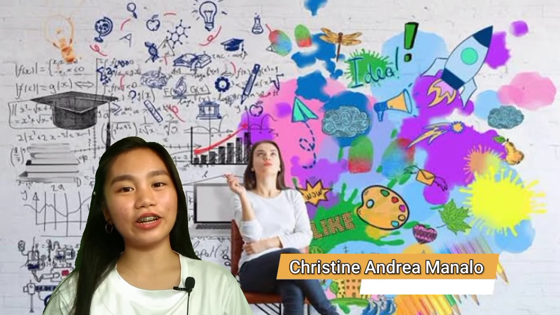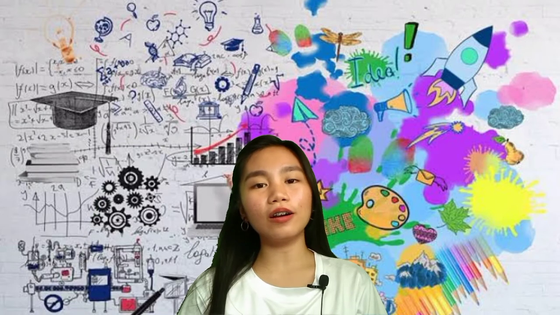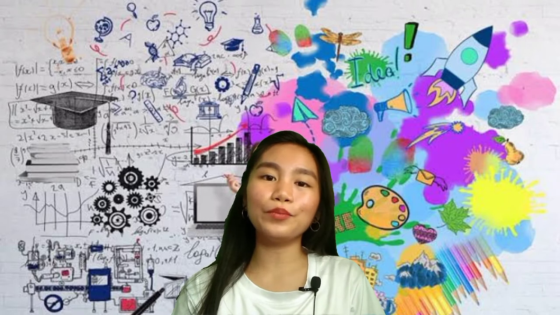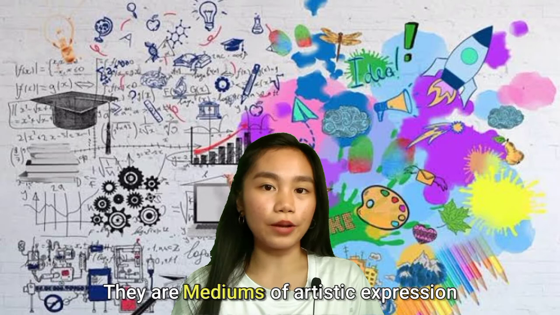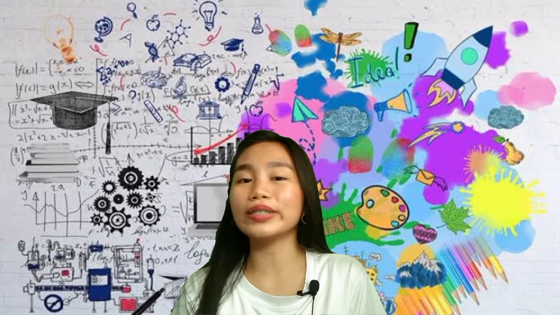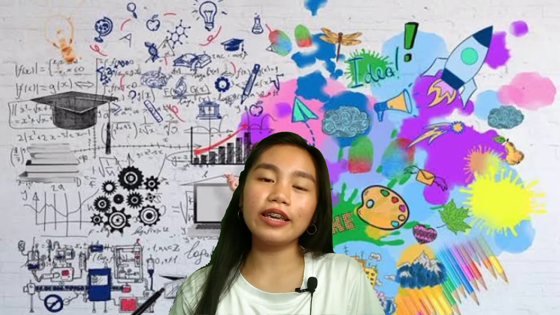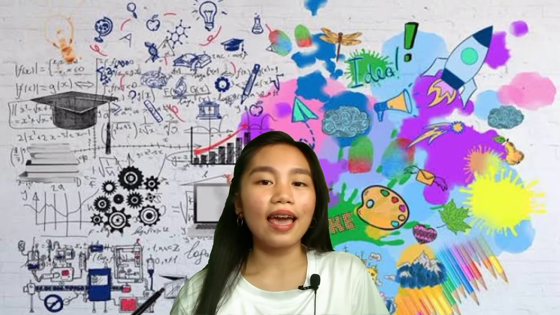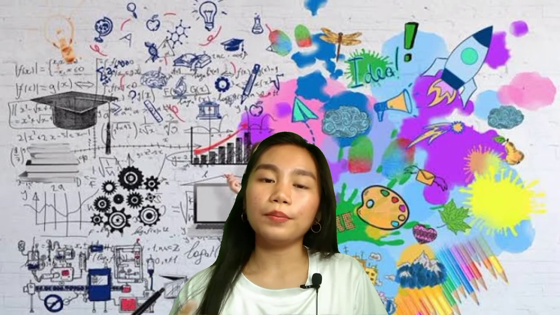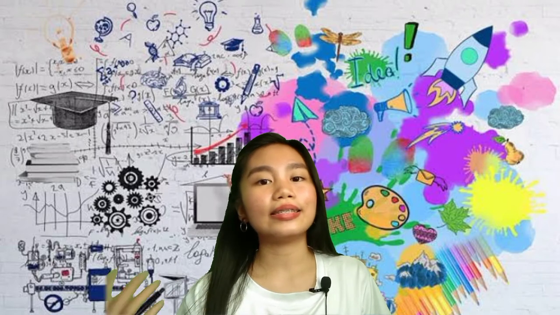Moving on, I'm Christine Andrea Manalo, and what we are going to talk about next is, how would you define art? For many people, art is a specific thing. It can be a painting, a sculpture, a photograph, a dance, a poem, or a play. It is all of these things and more. They are mediums of artistic expression. Webster's New Collegiate Dictionary defines art as the conscious use of skill and creative imagination, especially in the production of aesthetic objects. Or let's say, it is a combination of those skills that you're trying to improve from time to time and your own creativity. The creativity that you have been using all this time in making an aesthetic thing.